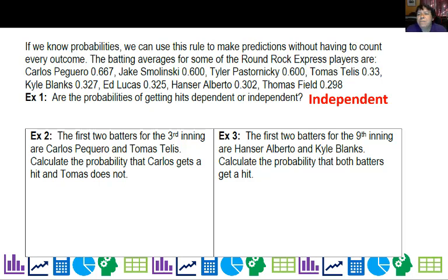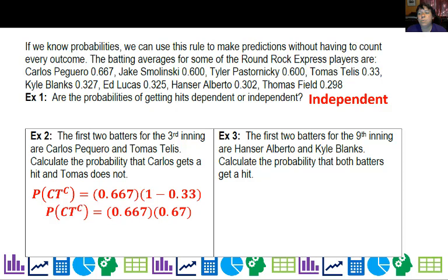All right. The first 2 batters for the 3rd inning are Carlos Peguero and Tomas Teles. Calculate the probability that Carlos gets a hit and Tomas does not. So that's going to be the probability of Carlos getting a hit times the complement of Tomas getting a hit. So it's 0.667, and 1 minus 0.33 is 0.67. Multiply both of those together, and we get 0.440. So about a 44% chance of that happening.